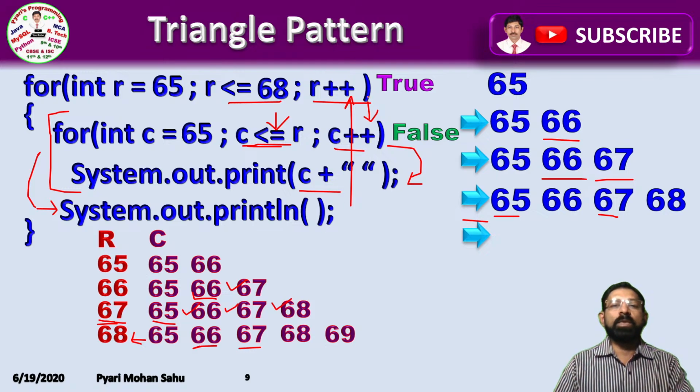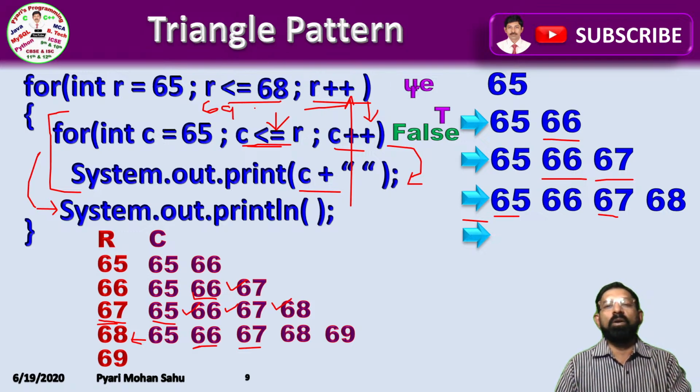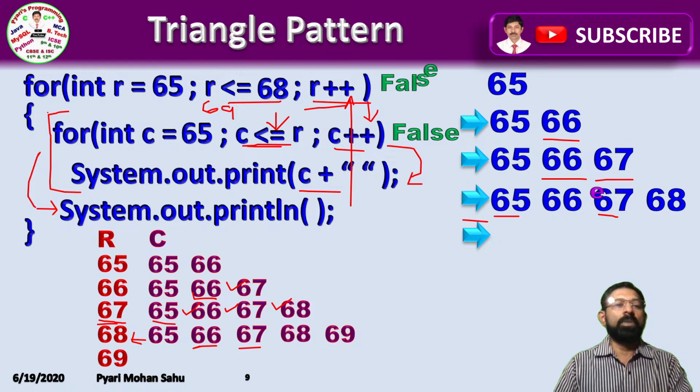Next, R plus plus. R will increment by 1, which is 69. 69 less than or equal to 68. Now the condition is false. So I will come out of this complete loop. So the pattern is over, completed.